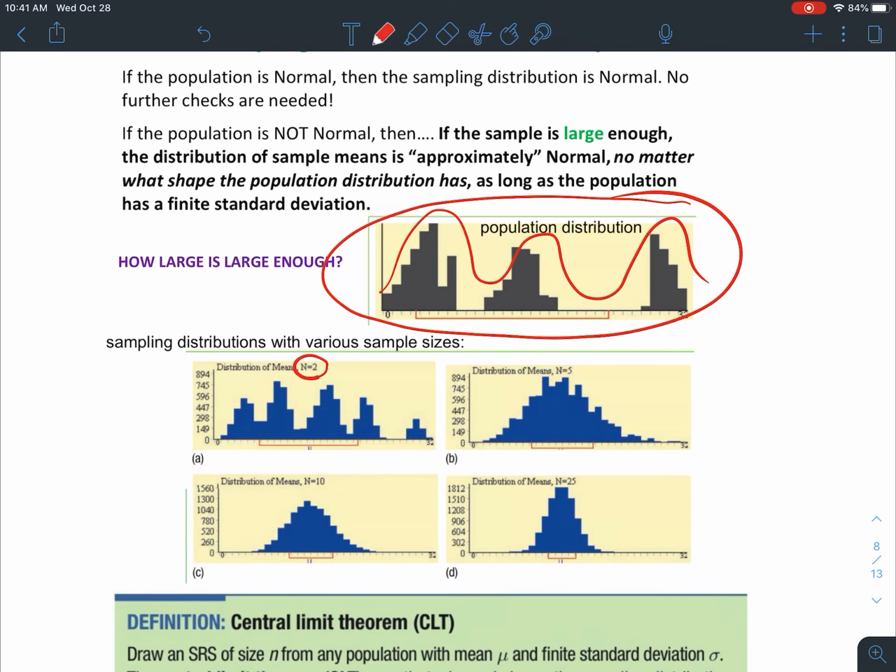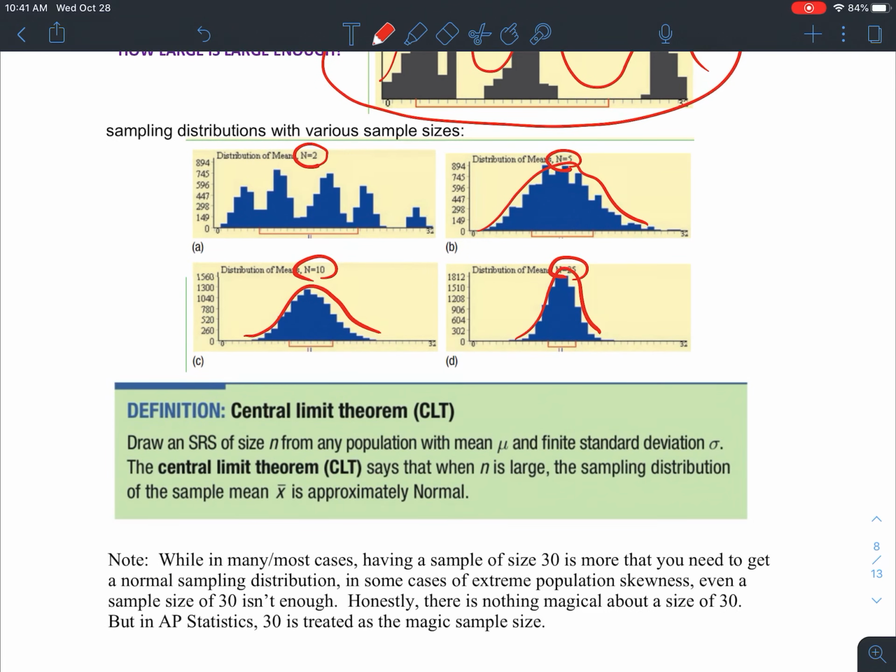But look at what happens as I go even just to a sample size of 5 and then 10 and then 25, you can really start to see it even out, and that safe sample size that we use in statistics is a sample size that's going to be greater than or equal to 30. And this is called the central limit theorem.